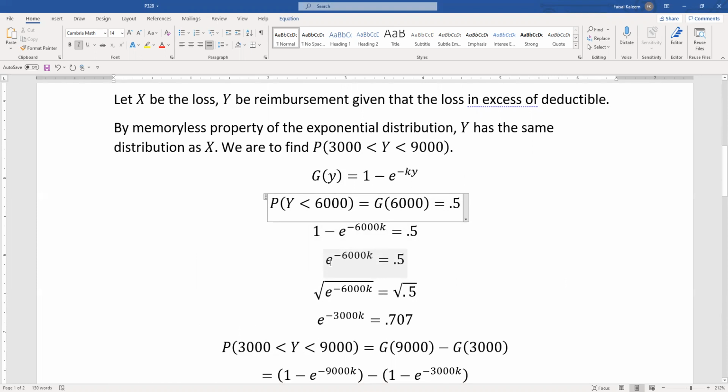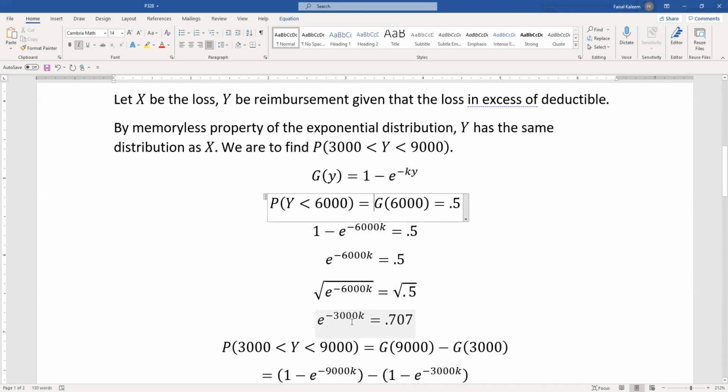Now, normally in a situation like this, we would find the k and then use that k to find what we are looking for. But here, since the numbers involved are 3,000 and 9,000, from 6,000, if we take square root of both sides, we get e to the negative 3,000 k on the left, because square root means power 1/2. You take the power 1/2 of this, you get negative 3,000 k. And we take the square root of 0.5, which is 0.707.